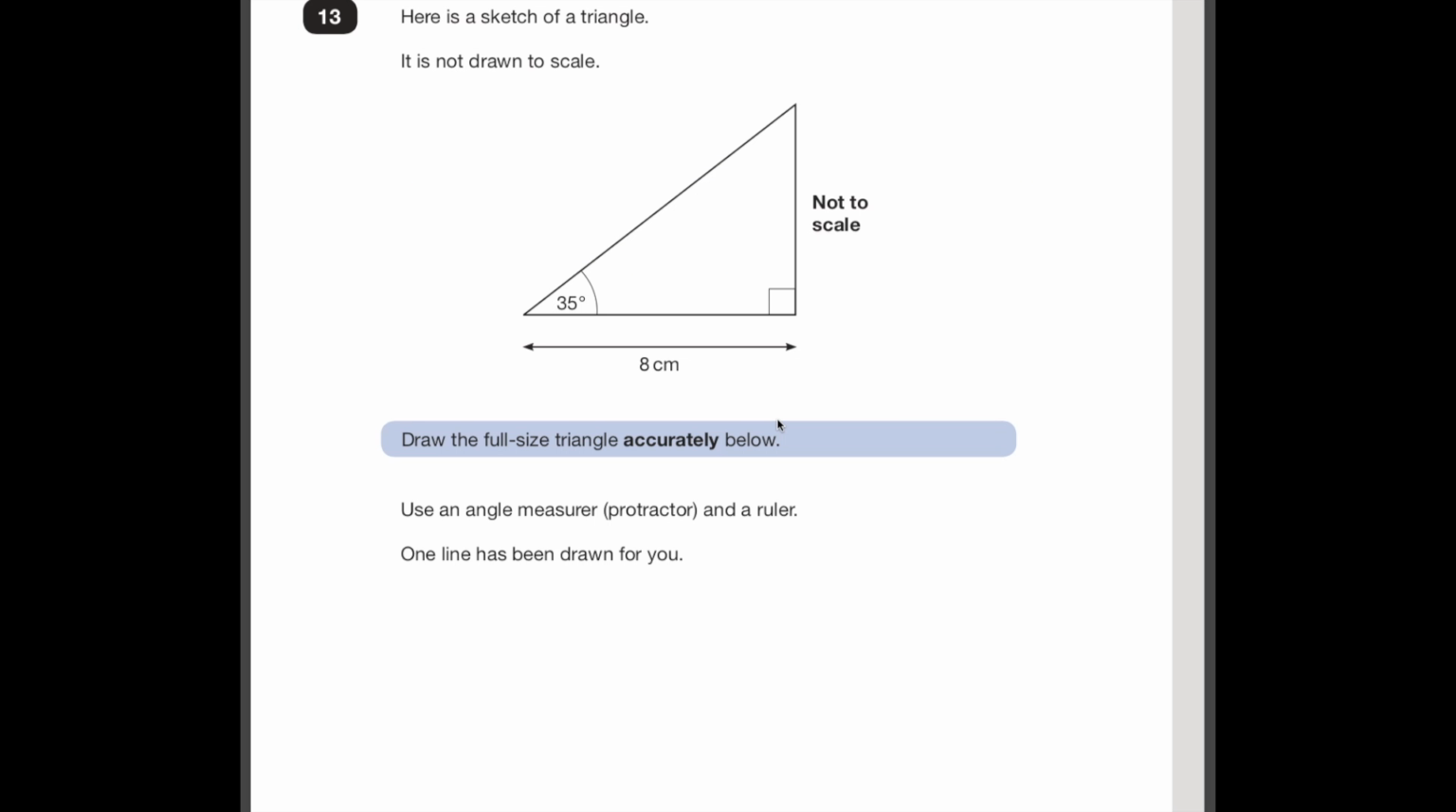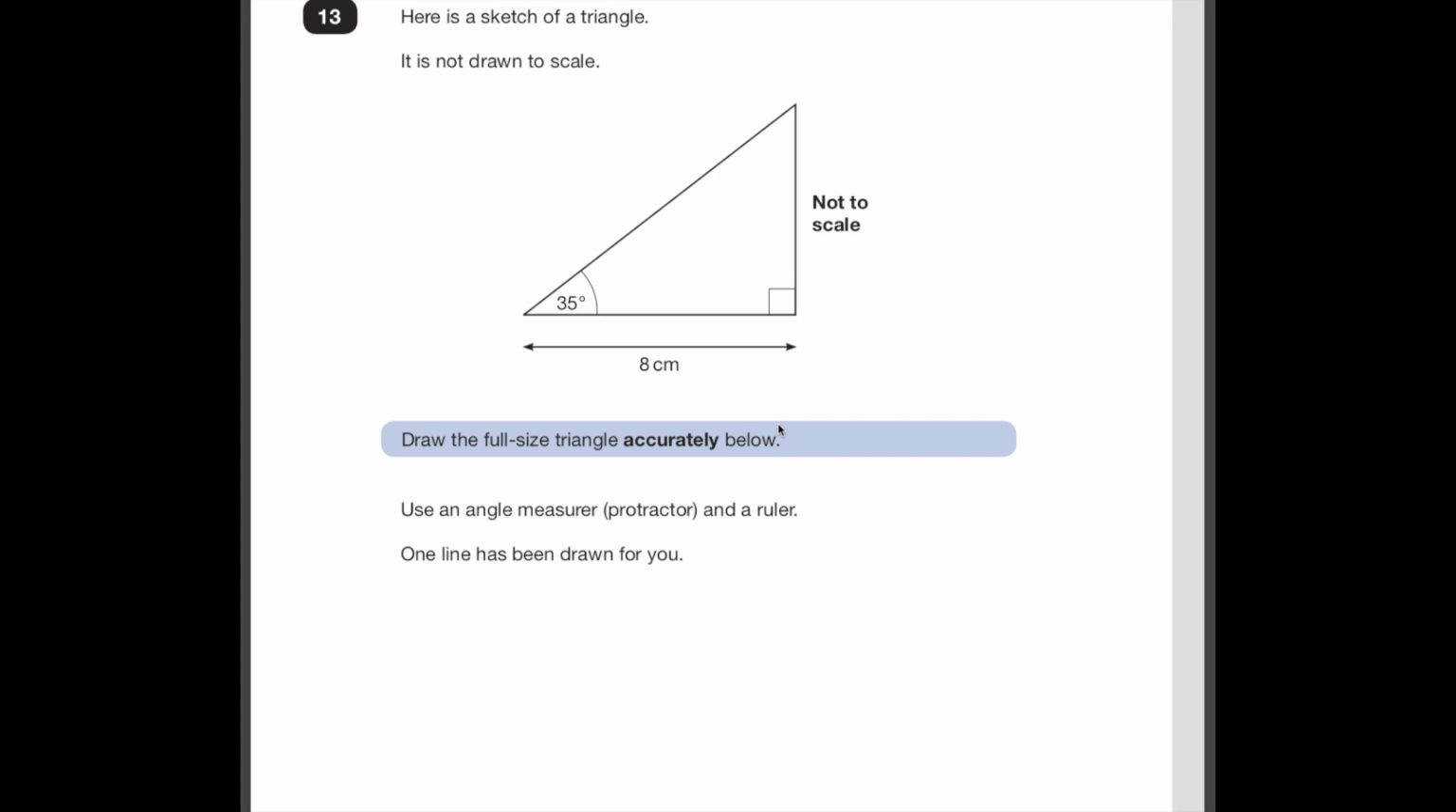Okay, number 13. Here's a sketch of a triangle. It's not drawn to scale. So can you draw the full size triangle accurately below? Now you need to use a protractor and a ruler. You would be given those in the test, so if you didn't use one for this question, you're not going to be able to get it right. It's very important that you know how to use a protractor correctly to get the angle correct.